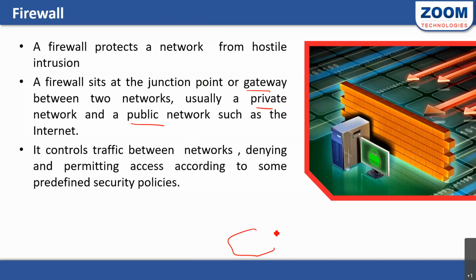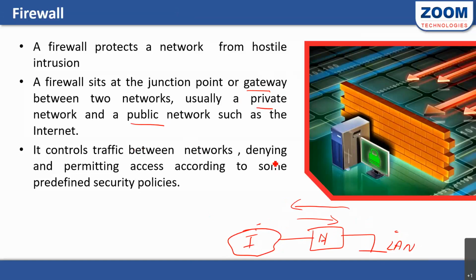So it is like this. We have the internet, which is a public network, and we have the LAN network, which is a private network. Our firewall is here at this point, between the private network and the public network, controlling the traffic. Whatever is going out or coming into our network will be controlled by the firewall.